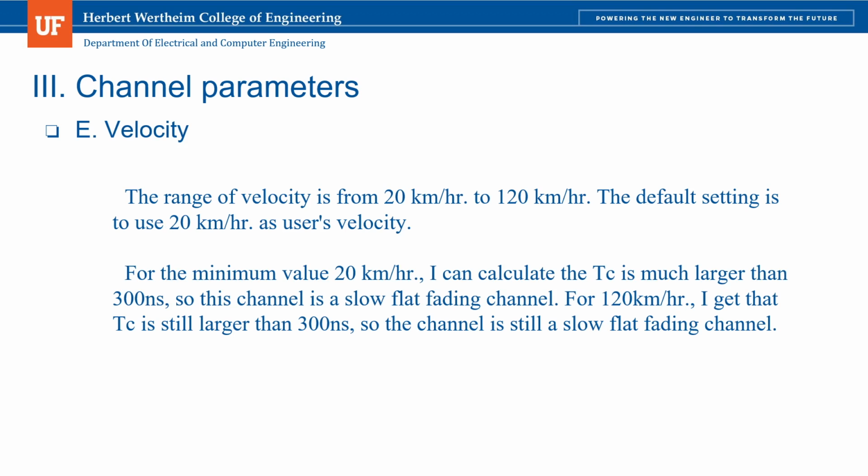And this part is about the velocity. The range of the velocity is from 20 km per hour to 120 km per hour. The default setting is to use 20 km per hour as the user's velocity. For the minimum value 20 km per hour, I can calculate that Tc is much larger than 300 nanoseconds. So this channel is a slow flat fading channel. For 120 km per hour, I get that Tc is still larger than 300 nanoseconds. So the channel is still a slow flat fading channel.